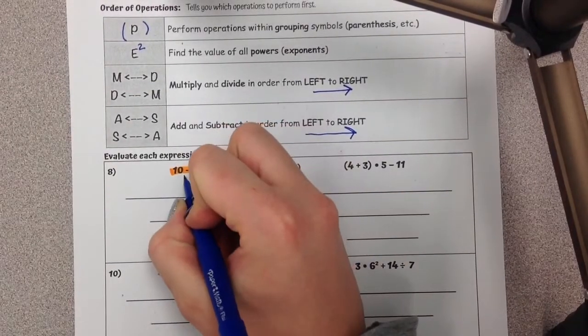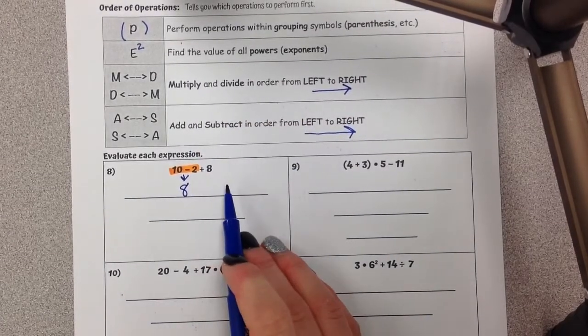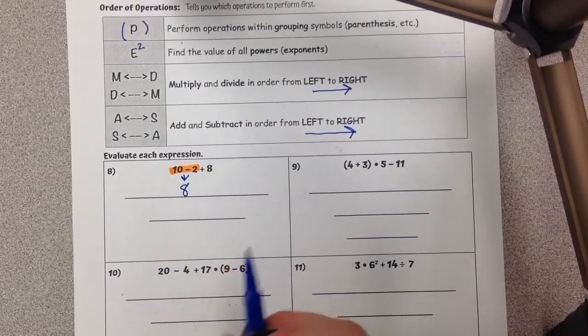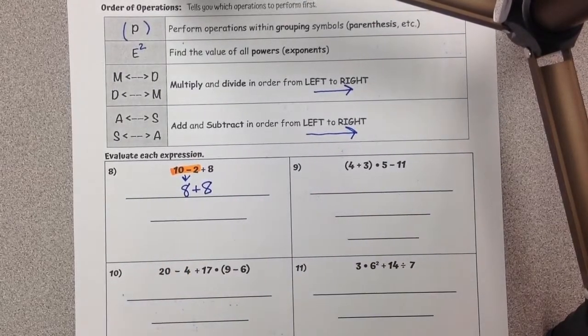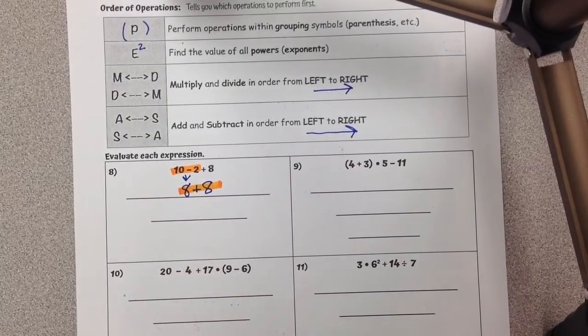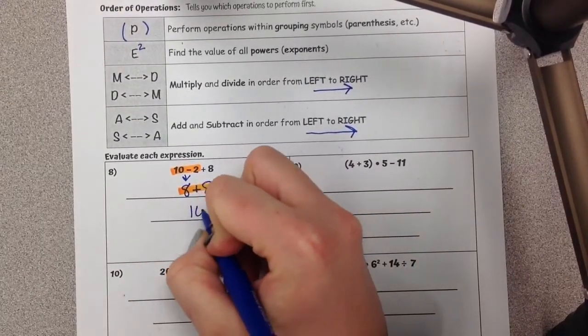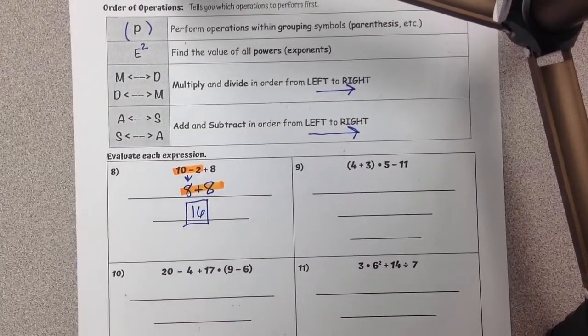I'm going to write the answer to that right under here. Anything that's not highlighted, I'm just copying down as is. So plus 8. Then obviously my next step, because there's only one operation left, is 8 plus 8, which equals 16. Then circle or box your final answer.